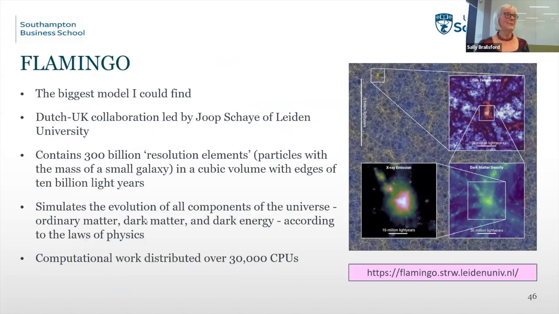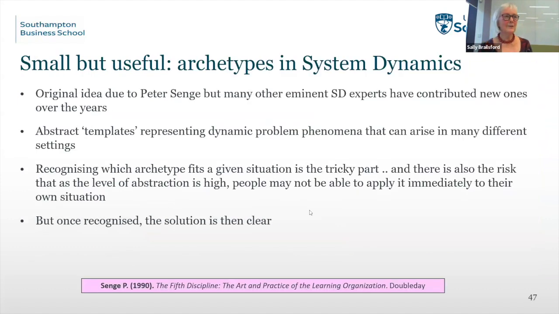And this is the biggest one I could find. It's called FLAMINGO. It's basically a model of the universe, and the agents, or the entities, whatever you call them, are small galaxies. You can't get much bigger than that, can you? So in total contrast to that, I've called those insanely large. Then I come on to what I've called small but useful.